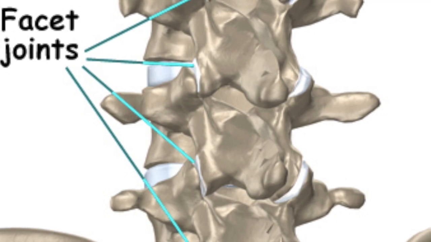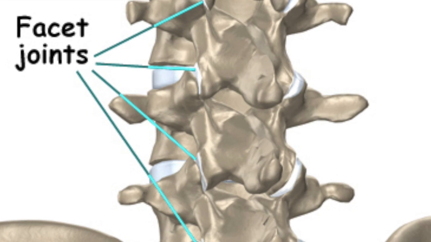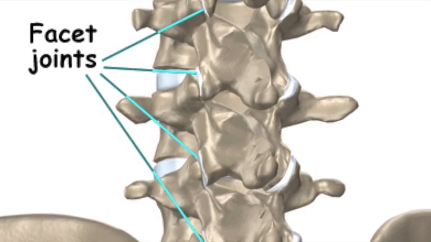Patients with facet syndrome tend to feel more pain when lying down and sleeping due to muscles in the back relaxing. When these muscles are relaxed, they tend to grind together and cause severe pain.